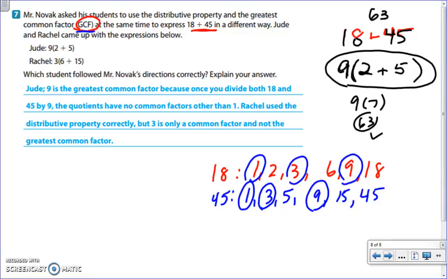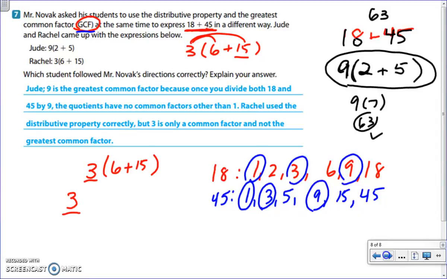And it looks like Rachel has done a successful rewriting of the sum as well, because I see that 3 times 6 is 18 and 3 times 15 is 45. So she successfully pulled a factor out, but she did not pull the greatest common factor out. If you're like Rachel and you don't pull the greatest common factor out, and then you notice, oh, 6 and 15 still share a 3 in common, I can write this 3 here, and then I can think about this new sum and take the common factor of 3 out of that one.